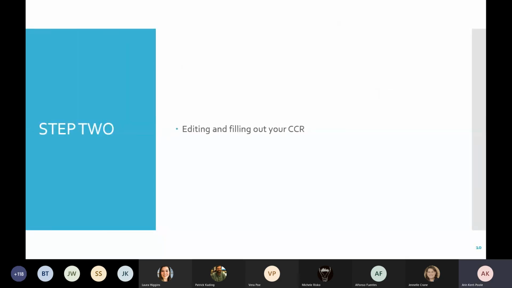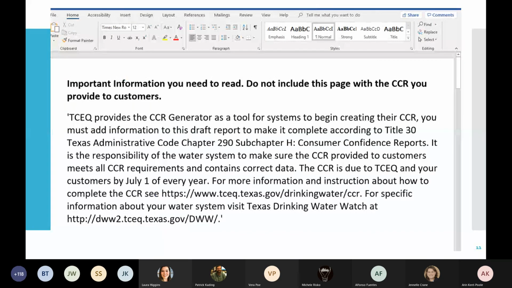Okay, step two, editing and filling out the CCR. The first page of the generated CCR template is informational. Please read over the paragraph listed on this page to familiarize yourself with the CCR background information. This page should not be included in the document sent to customers and TCEQ.